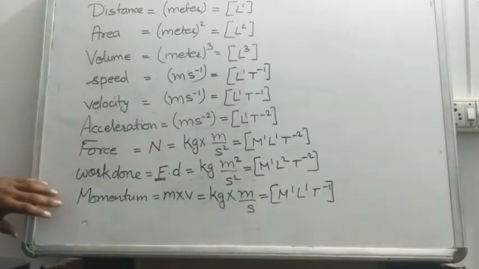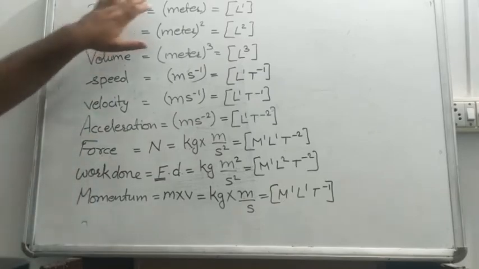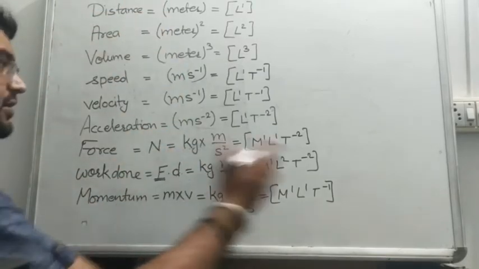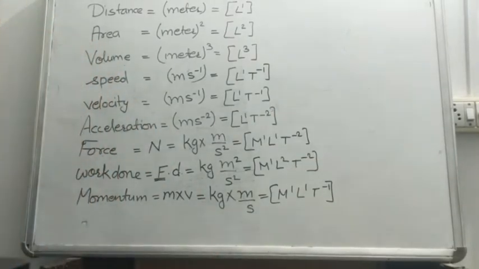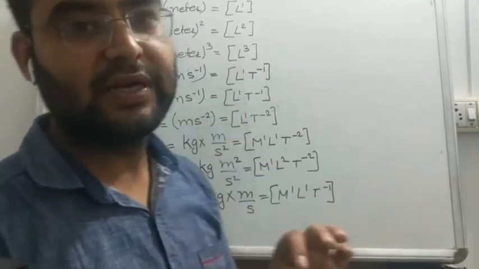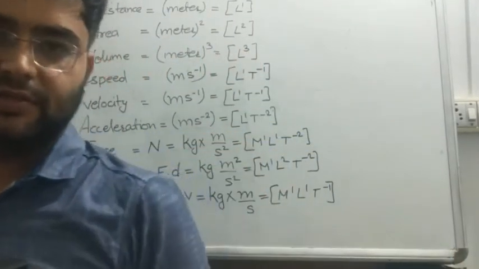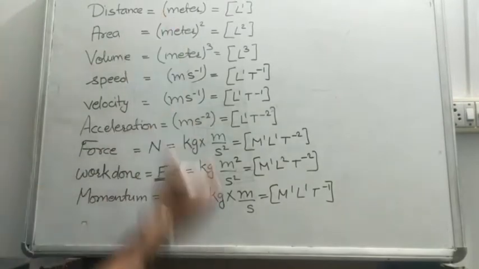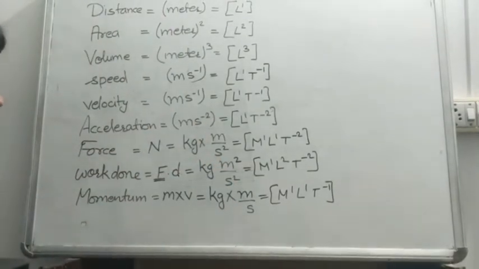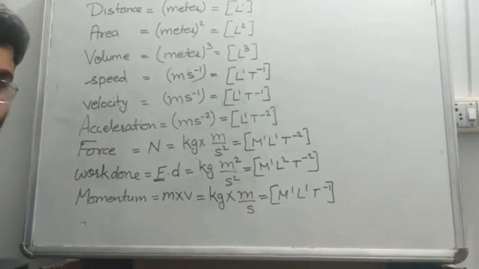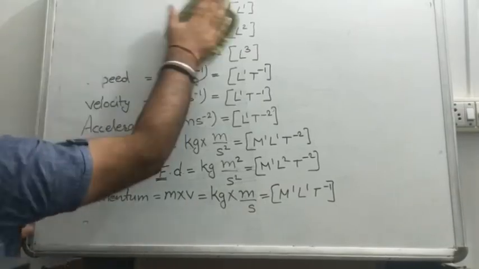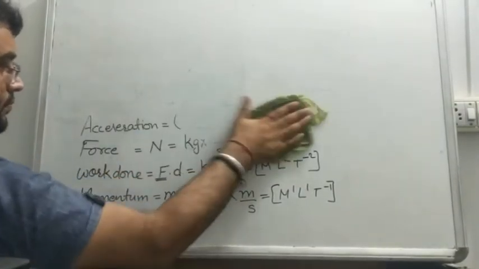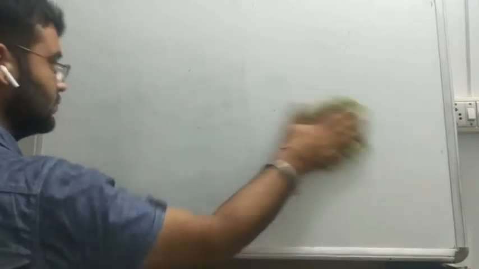So here some physical quantities are there, their units are in the second point, and further their dimensional formula. Like this you can write the dimensional formula of every physical quantity which you have read in physics. You can write it in your notebook. Now we are going on to some other physical quantities, like current, which you have read about in that class.